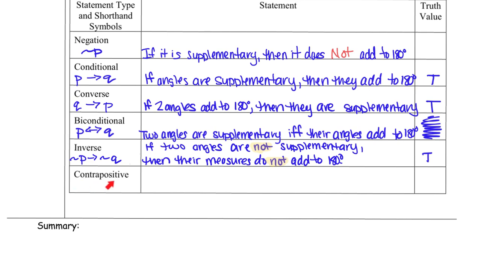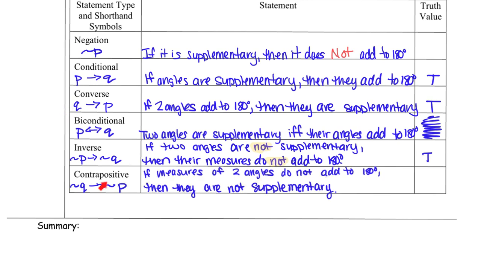Now let's write the contrapositive. So remember, the contrapositive is the negation of the converse. So for the contrapositive: if measures of two angles do not add to 180 degrees, then they are not supplementary. So how would you determine the truth value for the contrapositive? Remember, if the conditional statement is true, then the contrapositive will also be true. So a conditional statement and its contrapositive are either both true or both false.